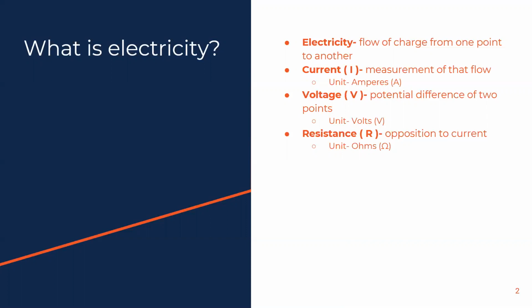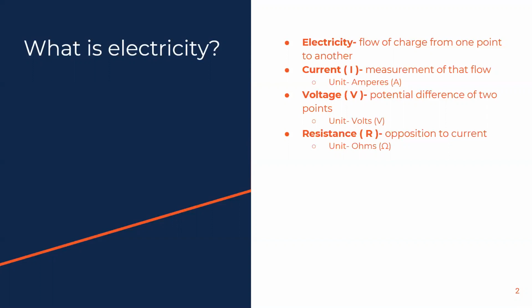The first is current, which is a measurement of that flow of electricity. Basically, how many charges per second are passing a given point. The second is voltage. This is the potential difference between 2 points. Basically, it's a measure of how much energy charge has by being in a certain position in the circuit relative to another position. One important thing about voltage is that it's always a relative measurement. We only care about the voltage difference between 2 points when we're talking about a circuit.